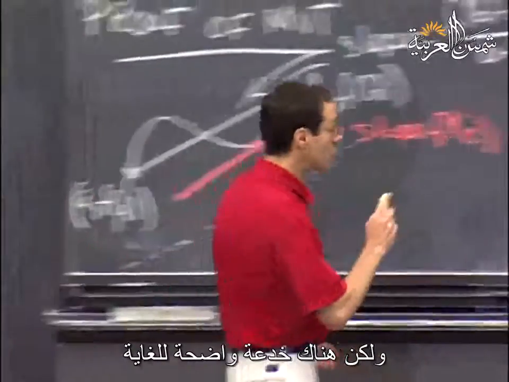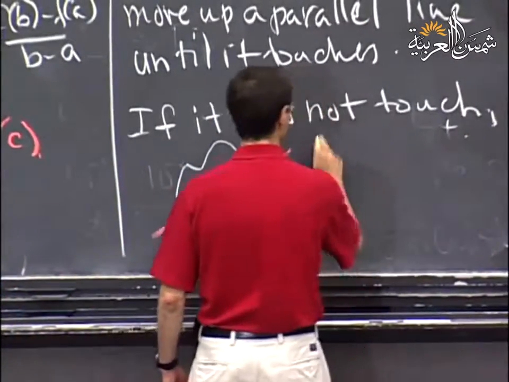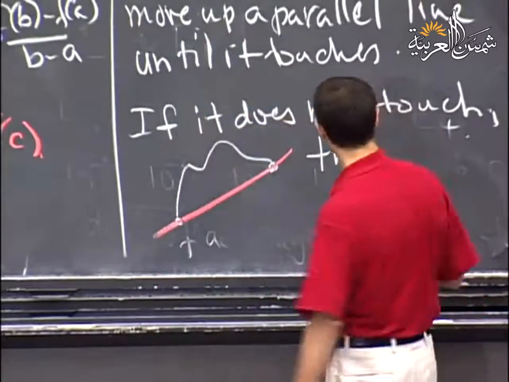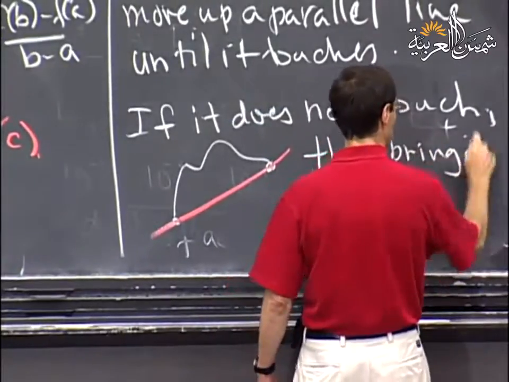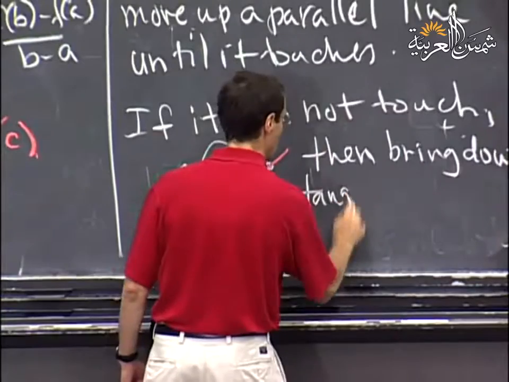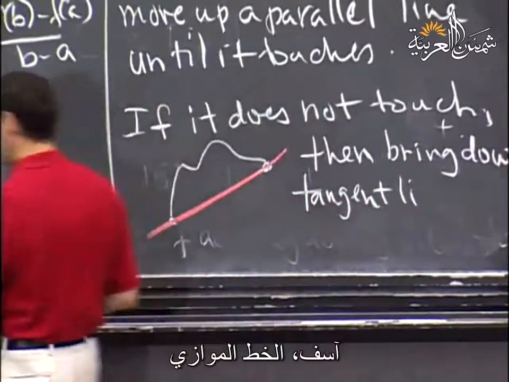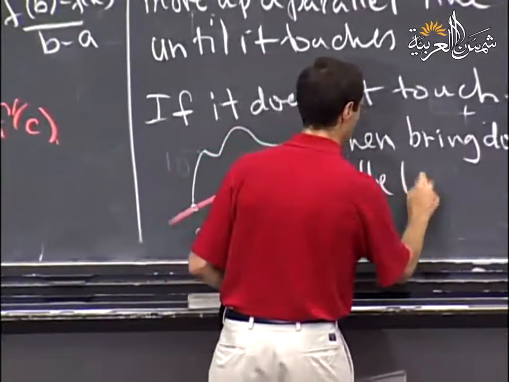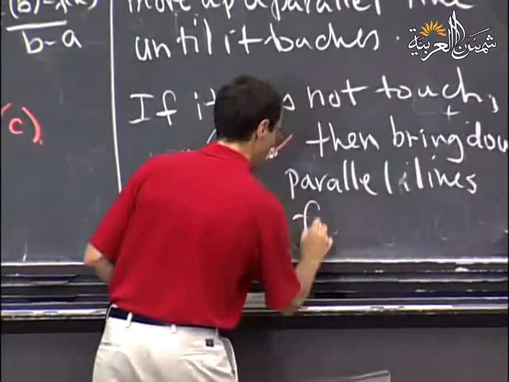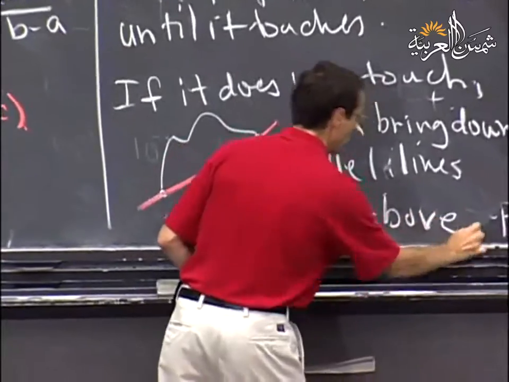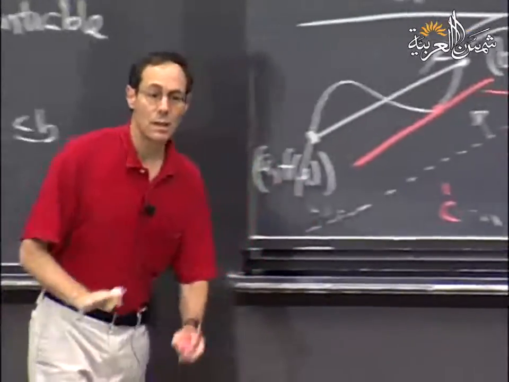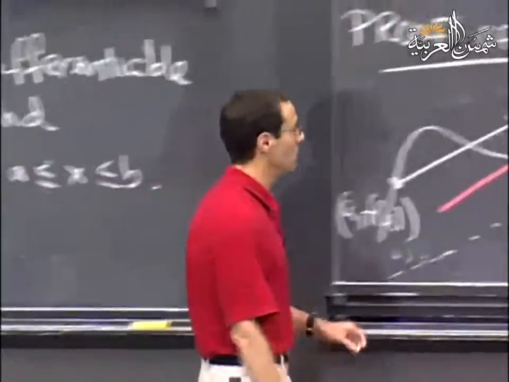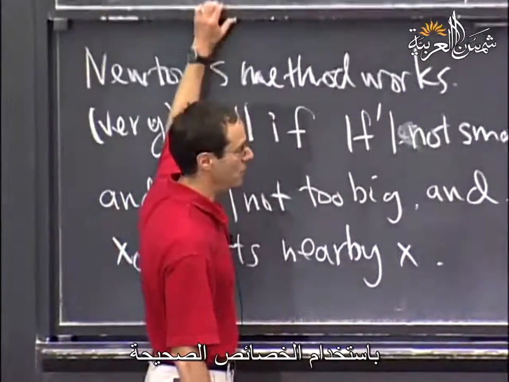All right, but there's a trick, which is a straightforward trick. Bring the parallel lines down from the top. Parallel lines, sorry, not tangent lines. From above. All right? So that's the whole story. That's how we cook up this point C with the right properties.